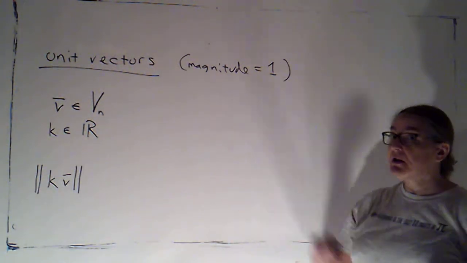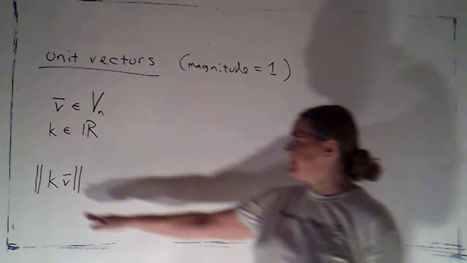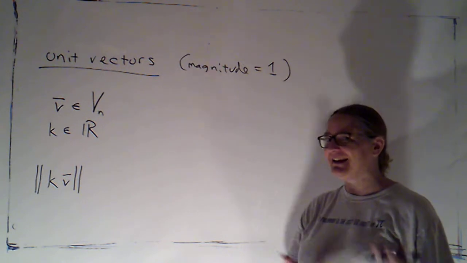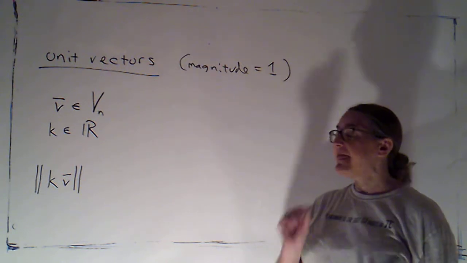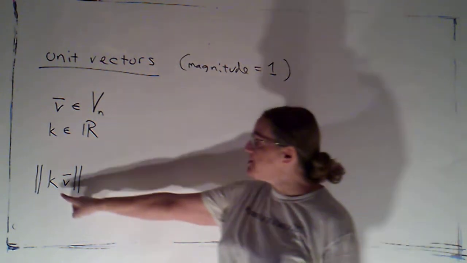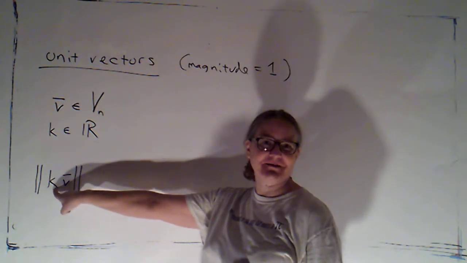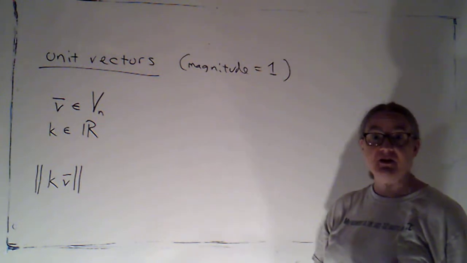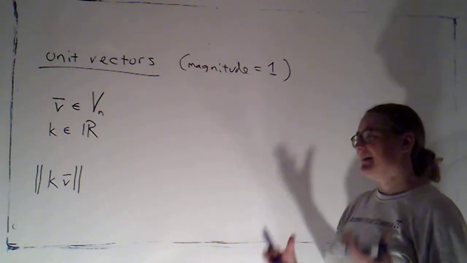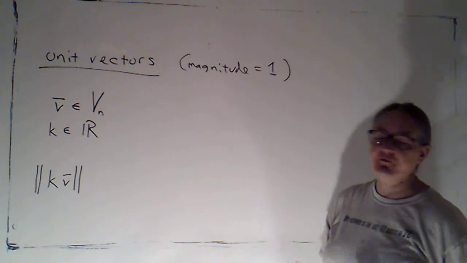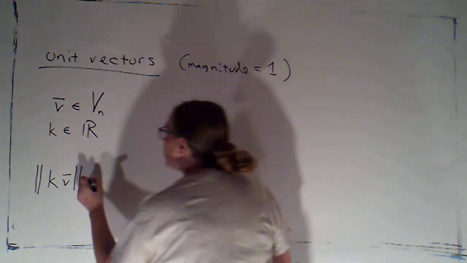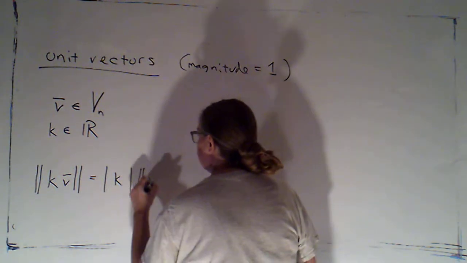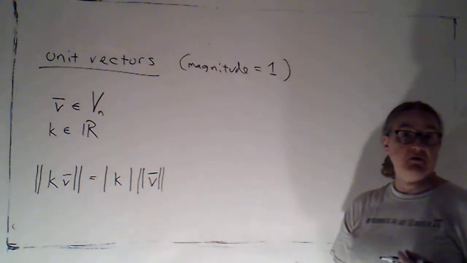Now, a lot of times people are going to want to say, oh, I'm just scaling by a factor of k, so the magnitude should just be k times the magnitude of v. That's not correct, because I don't know whether k is positive or negative. But I do know that the magnitude, or the length of a vector, is always non-negative. It could be 0 if I have the 0 vector. So what this will be is the absolute value of k times the magnitude of v.